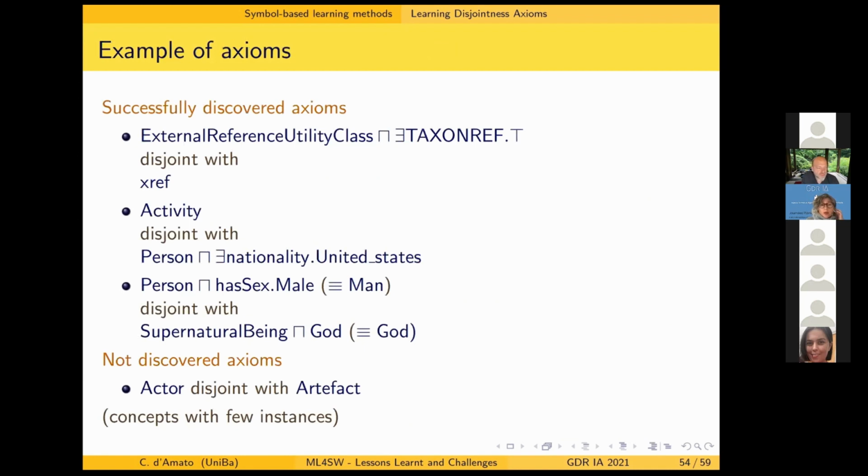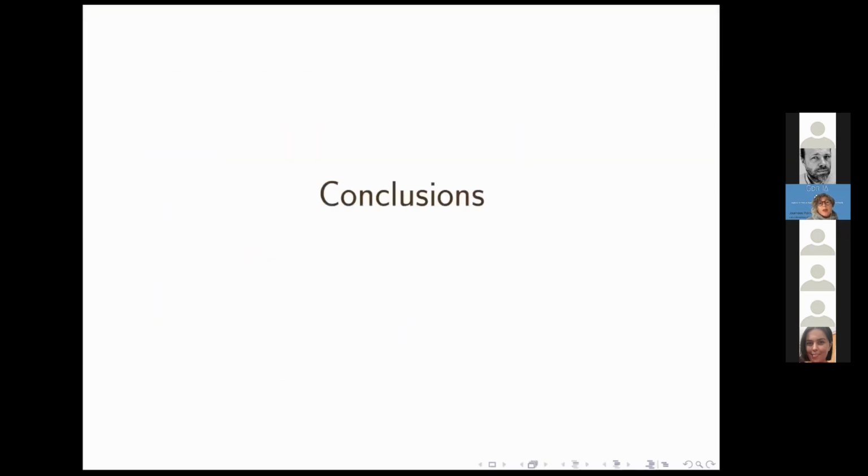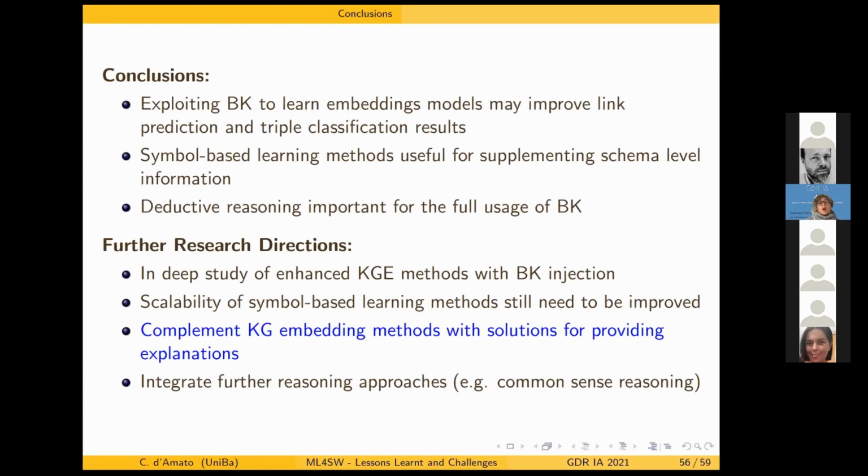Here you can see some examples of disjointness axioms that have been discovered, and here there is an example of a disjointness axiom that has not been discovered. This was due to the fact that very few instances were available for both concepts, and this is the main motivation why the clustering process was not able to capture the disjointness between these two concepts.